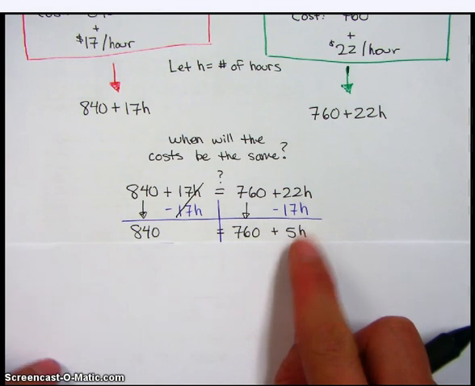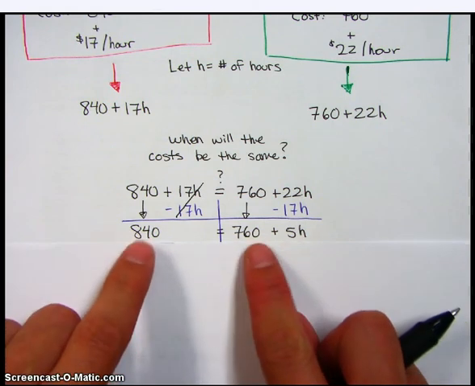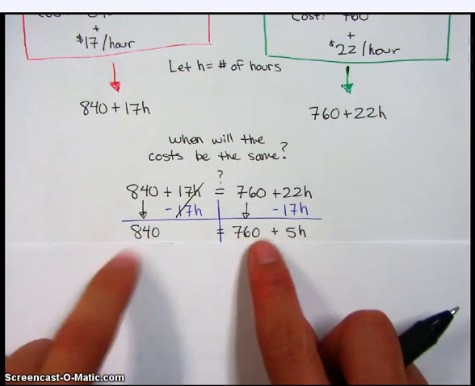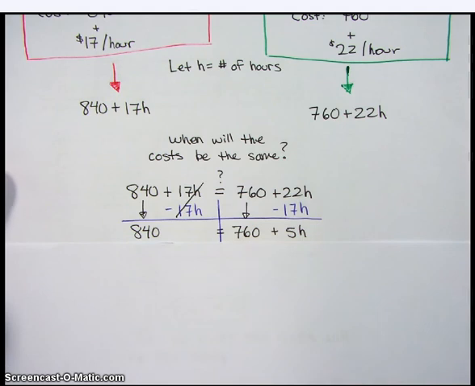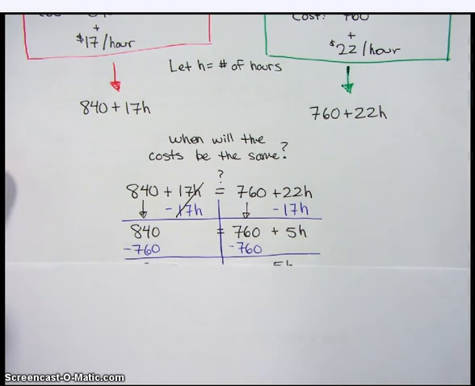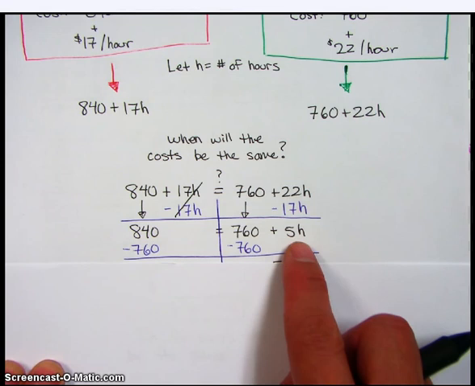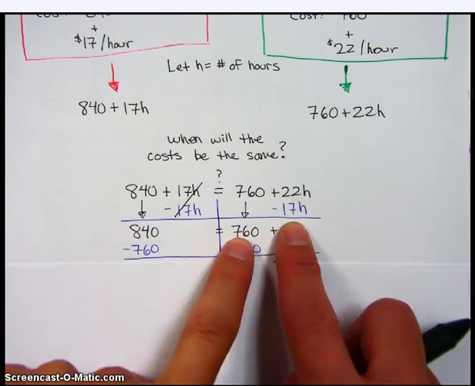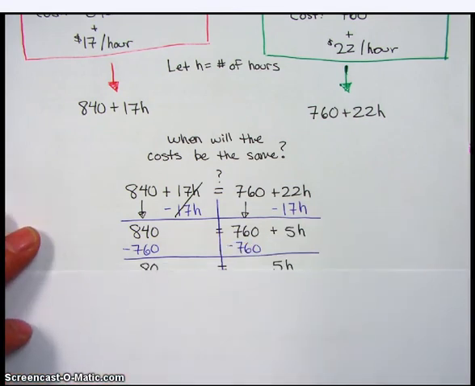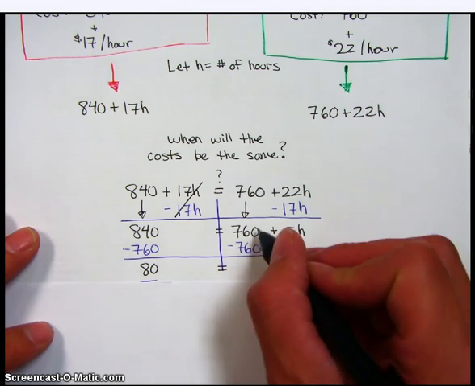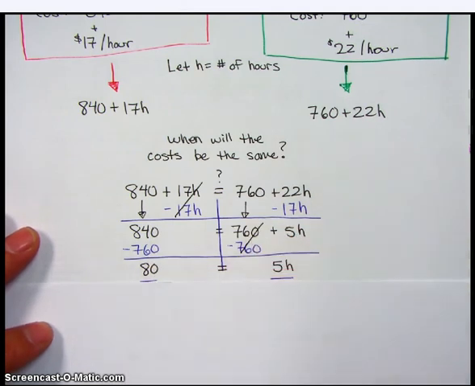Now that I have my variable on one side, I have my constants on two sides. I want to look for the smaller one and try to eliminate that one. So subtract 760, and I bring it over to this side. Again, what I'm really trying to do is get the variable term by itself. If you cover that up, that tells you which one to deal with. So you get rid of that 760. This is a zero pair. These two simplify to 80.